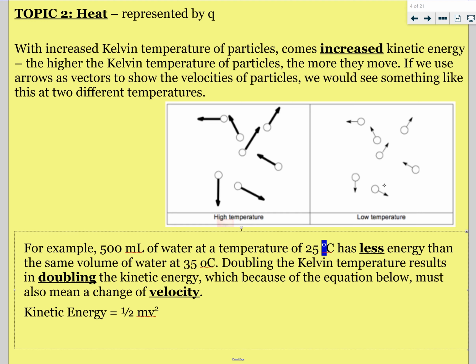For example, 500 milliliters of water at a temperature of 25 degrees Celsius has less energy than water at 35 degrees Celsius if we have the same amount of water. Doubling the Kelvin temperature results in doubling the kinetic energy, which, based off the equation below, must mean a change in velocity also. So the higher the temperature, the higher the average velocity.